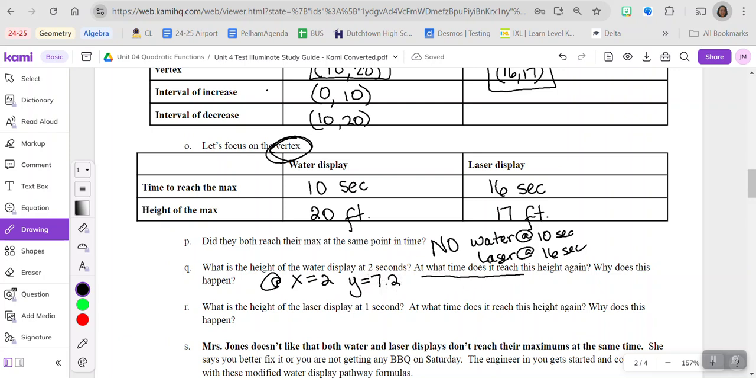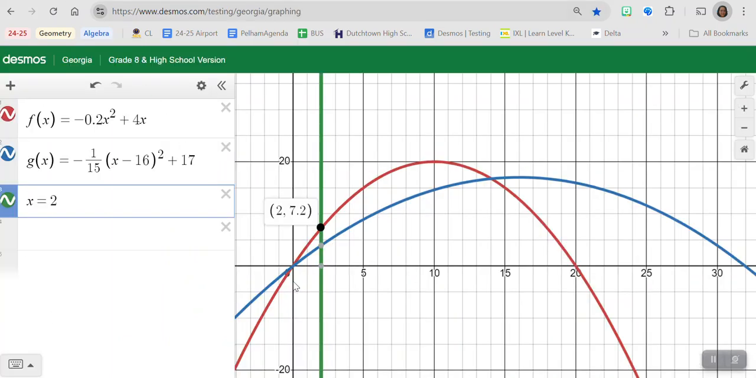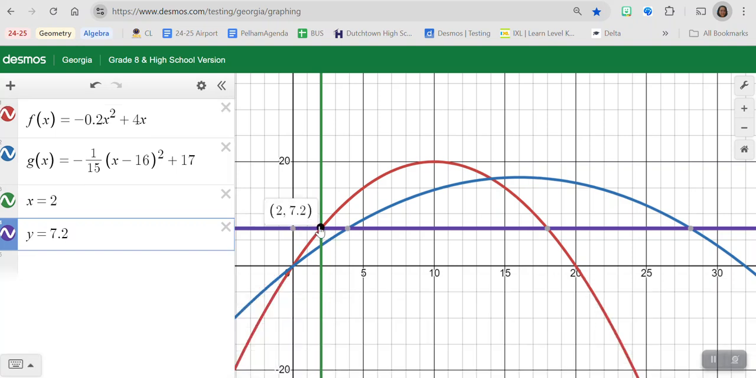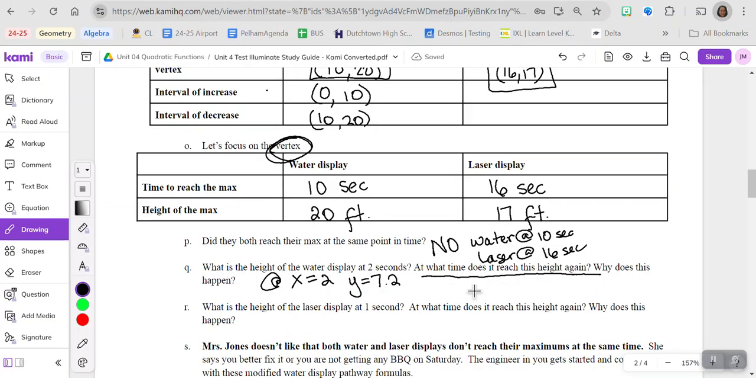At what time does it reach this height again? 7.2? It's going up. And it looks like around here it reaches 7.2. So the easiest thing to do is to do y equals 7.2. Right? So here's the first time, and then here's the other time. So when x equals 18, it reaches 7.2 again. So at 18, the y equals 7.2 again.